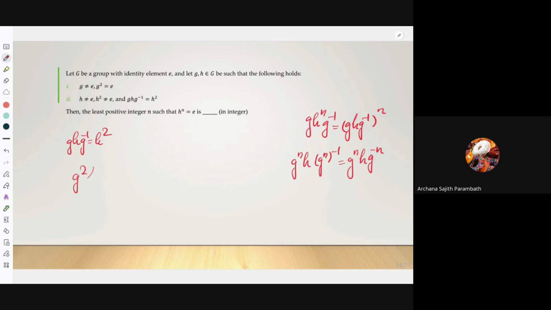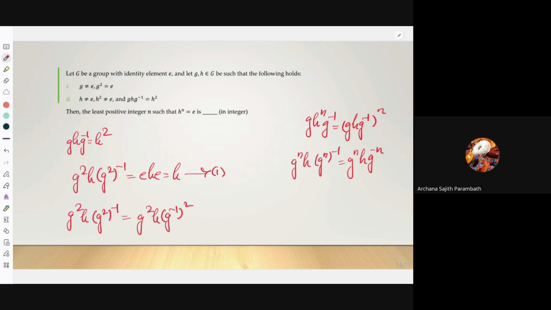So g square h g power minus 2, basically g square inverse. So this is basically h. Because g square is identity and this is also identity. So this is basically e h e, which is h. Right? What's the other way we can go about it? g square h g square inverse.